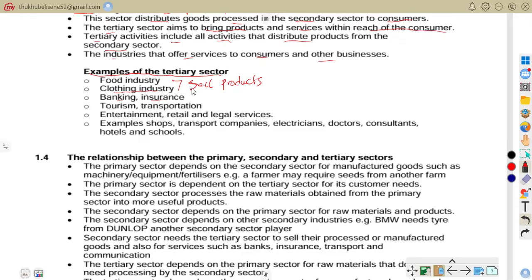With banking and insurance, they manage money and risk. These ones, they do what? They manage money, that is banking, and risk, that is insurance. So they manage money as well as the risk. Tourism and transportation, that is about travel and movement services.